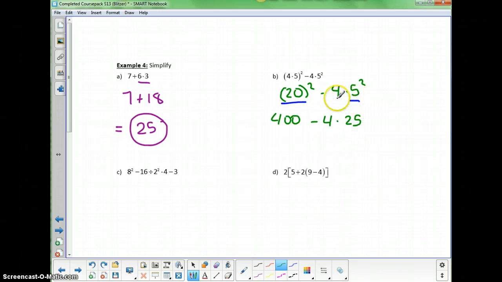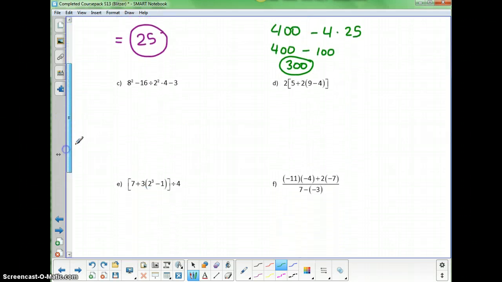Notice that I cannot multiply the 4 and the 5 right here because this exponent is on just the 5. So I'm going to take care of that first, then finish the multiplication. So this is now 400 minus 4 times 5 is 100. And 400 minus 100 is 300. Alright, let's go to the next example.